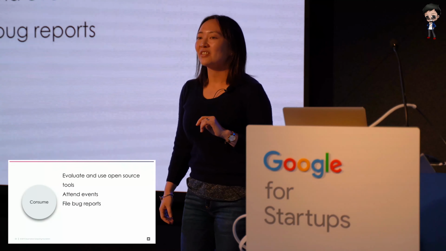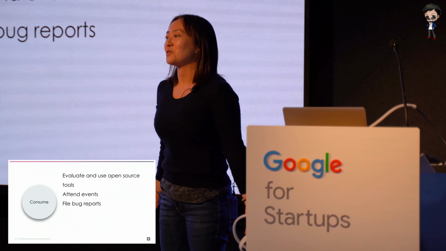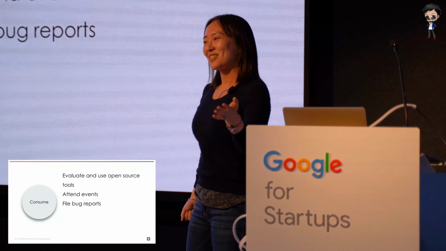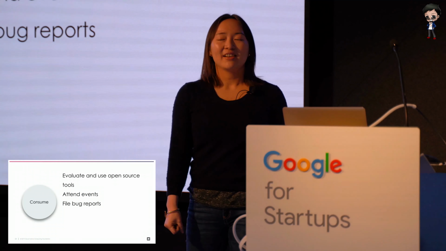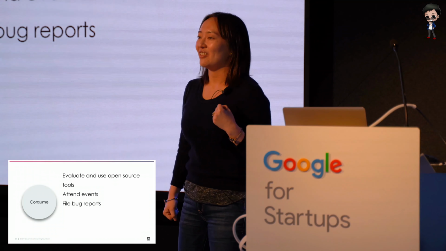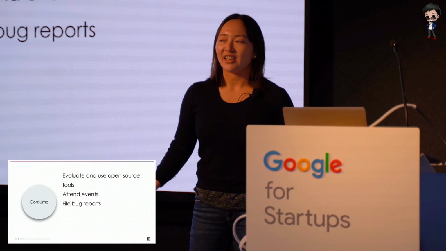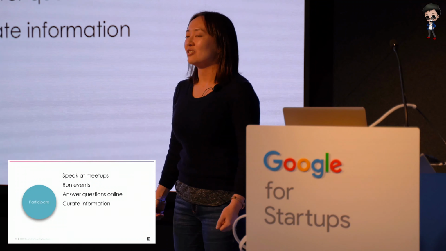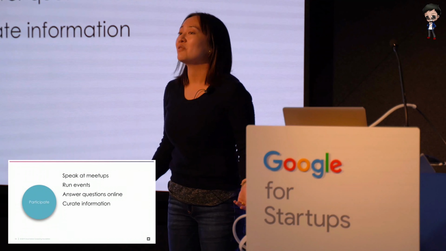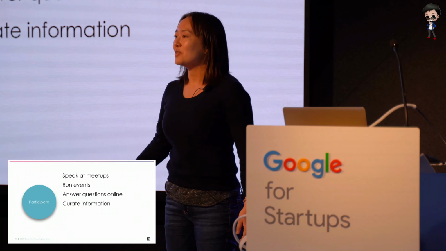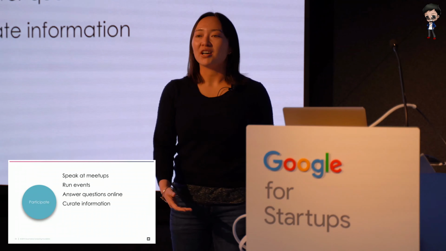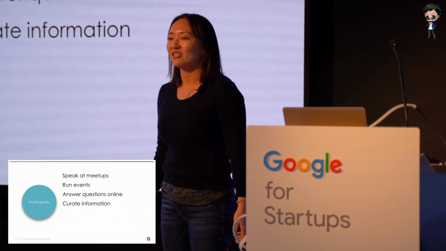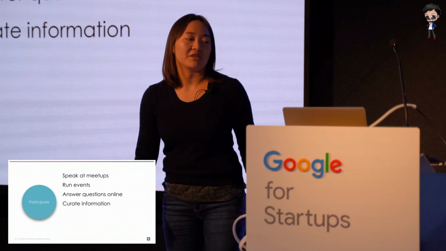So step one, consuming. You figure out what open source tools are worth using and you start using them. You come to meetups like this one or conferences. Perhaps you file bug reports when you find things you don't like. So that's consuming. As you get more successful with using these open source projects, you want to share what you're doing with other people. So you can come and speak about it, you can run events, you can help other people who are asking questions online and help them figure out how to do stuff.